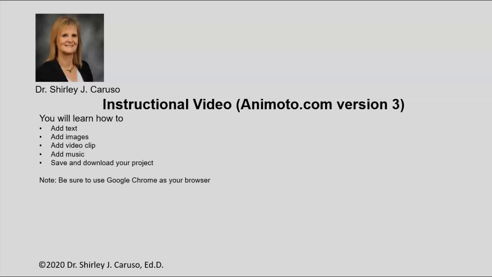In this tutorial, we will create an instructional video using Animoto.com version 3. You will learn how to add text, add images, add a video clip, add music, and save and download your project. Please be sure to use Google Chrome as your browser when creating this project. Let's head on over to Animoto.com to get started.